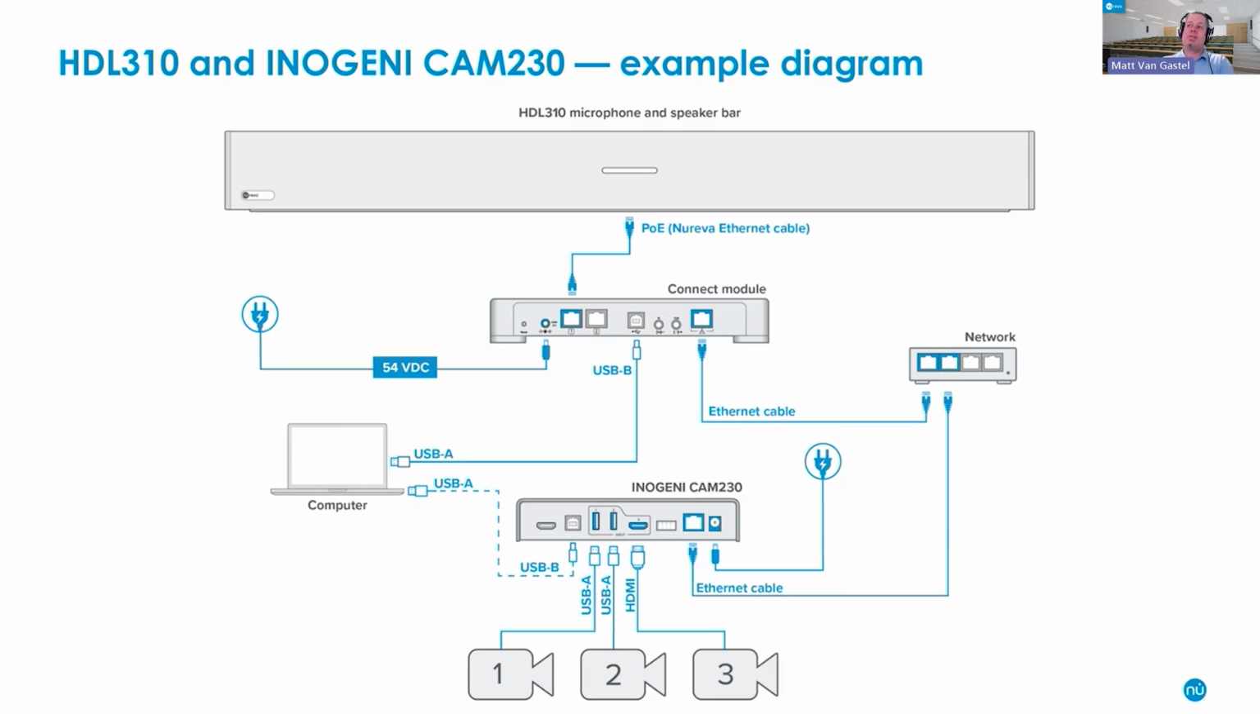Those talk via Ethernet cable to the INOGENI CAM230 as part of that network integration, which I'm going to go over in just a moment, as well as some computer connections that need to be made. The Nureva system always requires connection to that PC for regular UC&C communications. However, once the INOGENI CAM230 is set up, you don't need to have that USB cable plugged in.